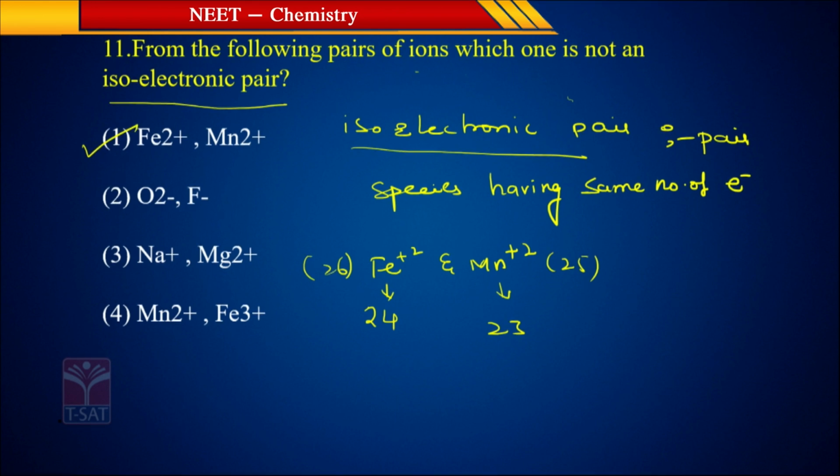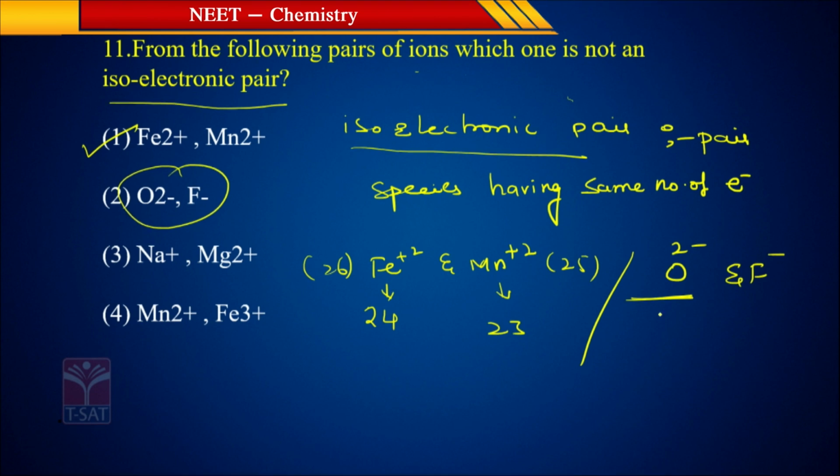You see O2 minus and F minus, same electrons it will be having. Oxygen is actually 8, 2 minus means plus 2, 10. Fluorine is actually 9, 1 minus means plus 1, 10. Negative charge means you have to add electrons, positive charge means you have to subtract electrons. This is an isoelectronic pair. Not isoelectronic is Fe2 plus and Mn plus 2. And you can see this Na plus and Mg plus 2.